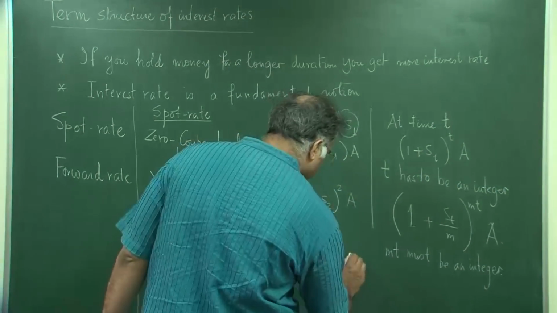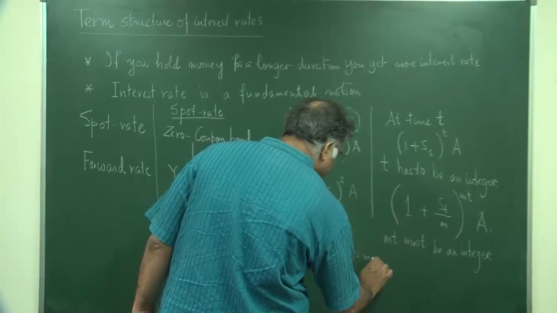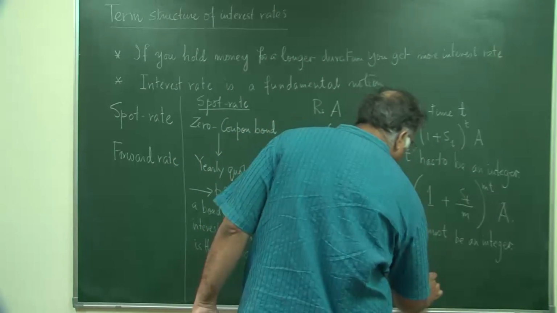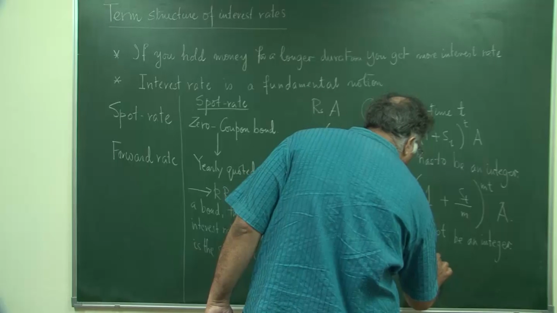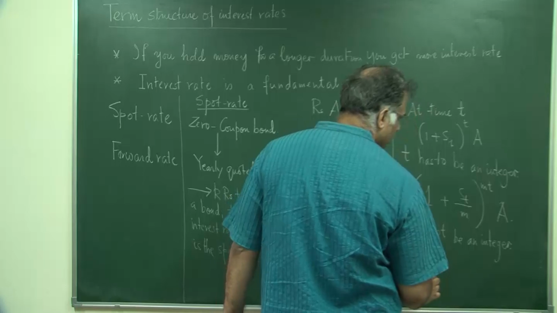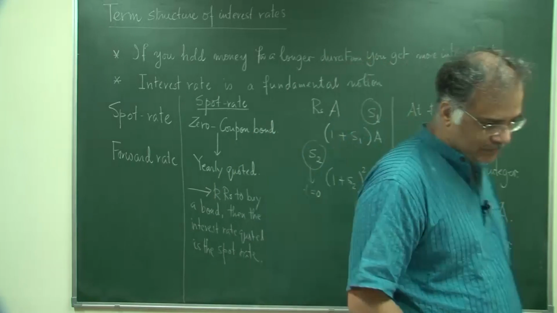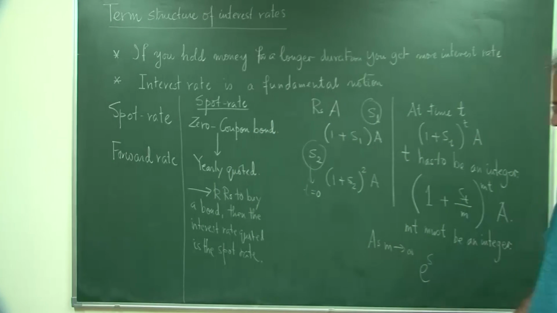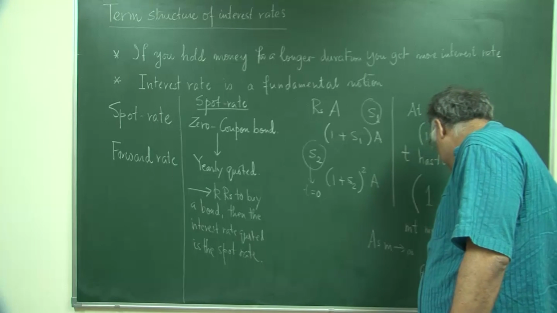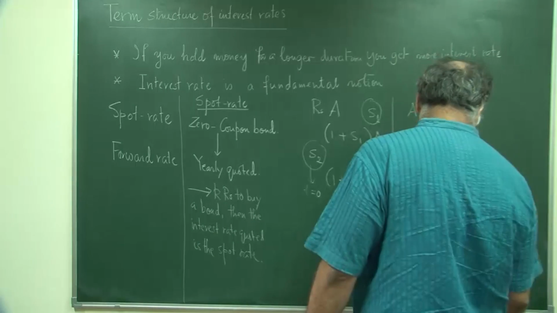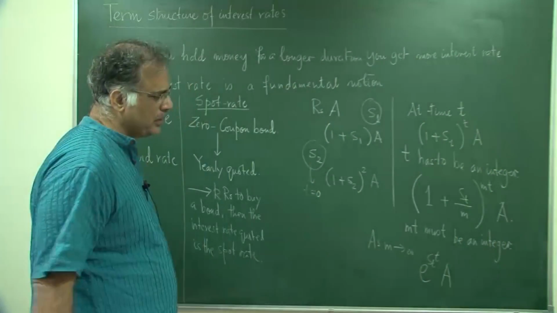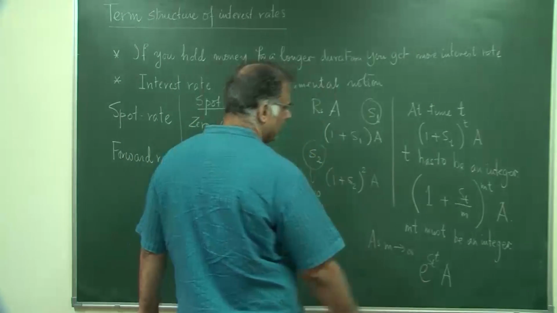So, as m tends to infinity, this becomes e to the power S_t t, where S_t is the spot rate for every time t, and that multiplied by A. So, this is the money that I will get back. So, this is money compounding.